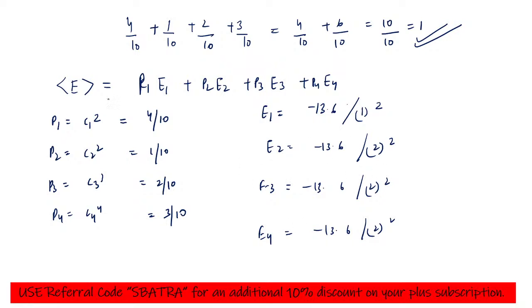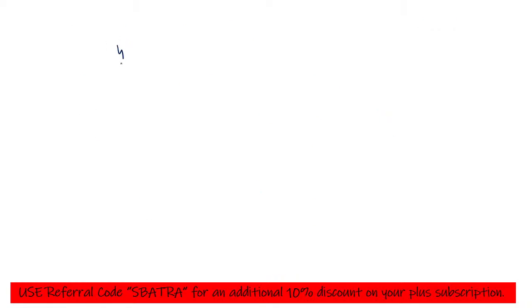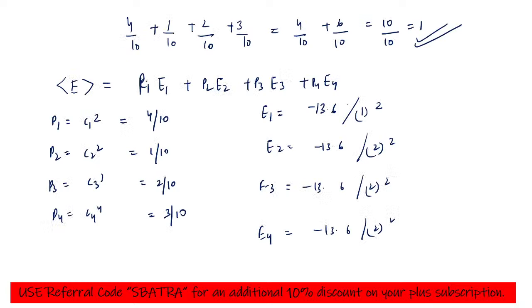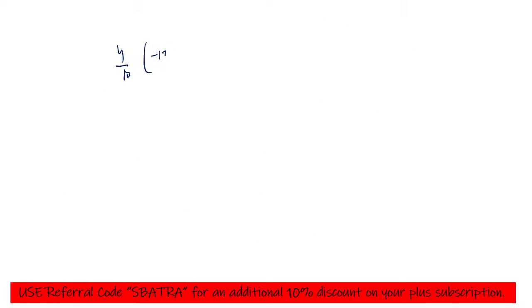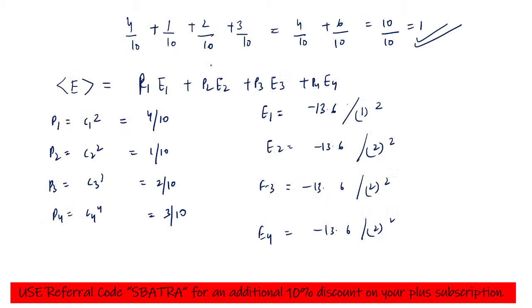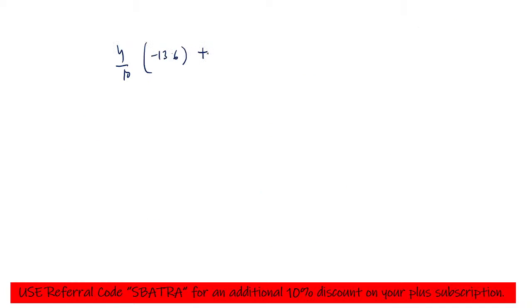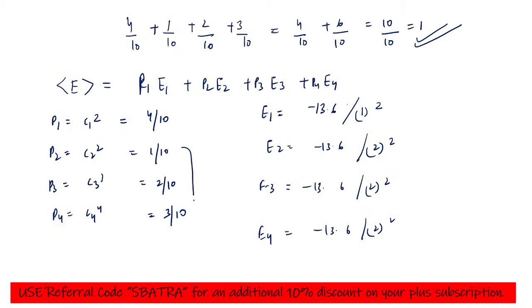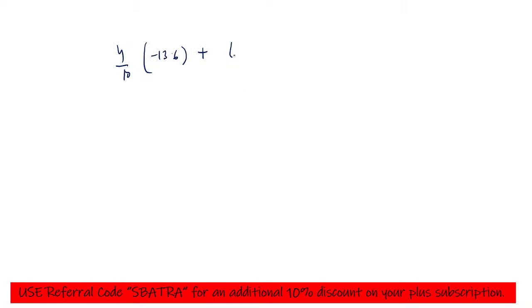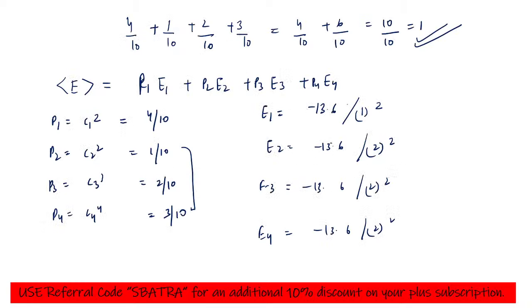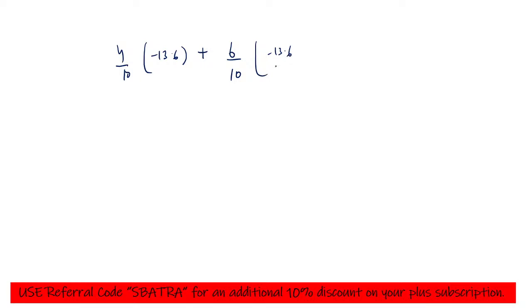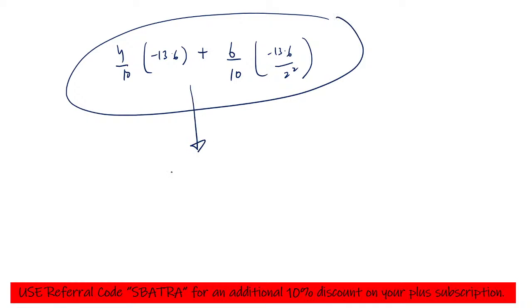So what can we write now? P1, what is your P1? P1 is 4 by 10. P1 E1, E1 is minus 13.6, plus P2, that is 1 by 2. So let's add these three values. So this is 6 by 10, and this value is minus 13.6 by 2 square. This is how we can find the expectation value. Just quickly tell me what you are getting after this particular solution.